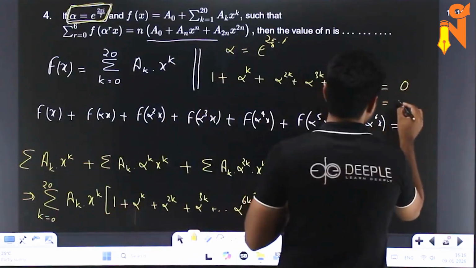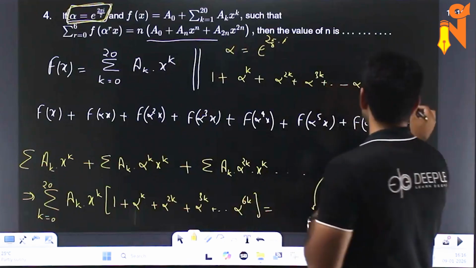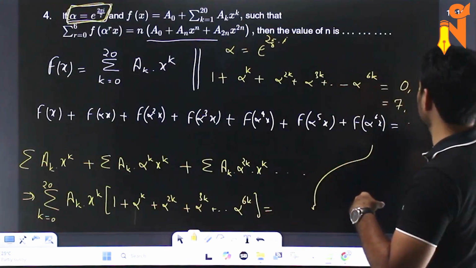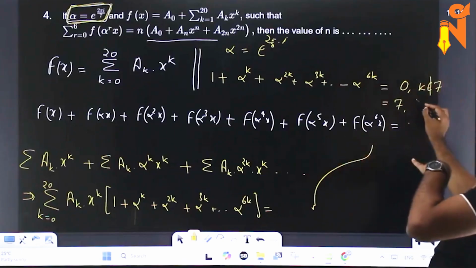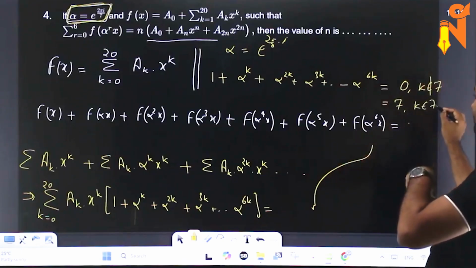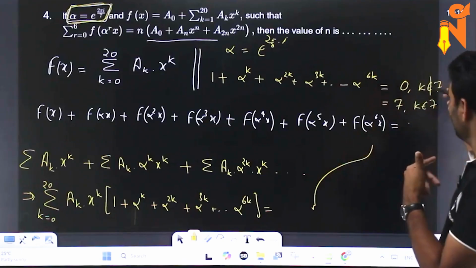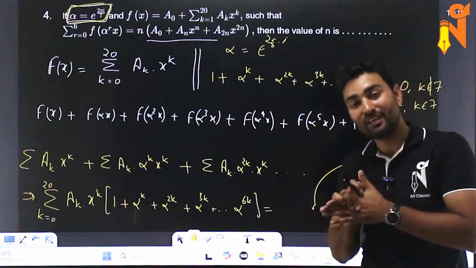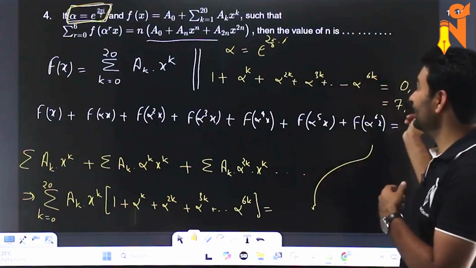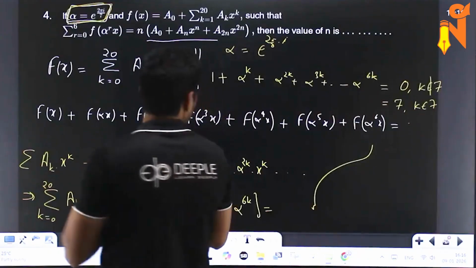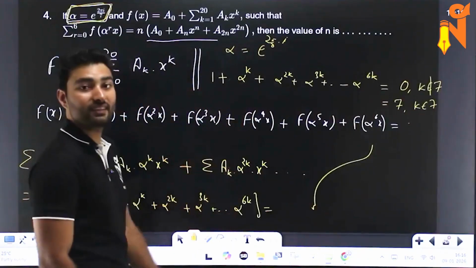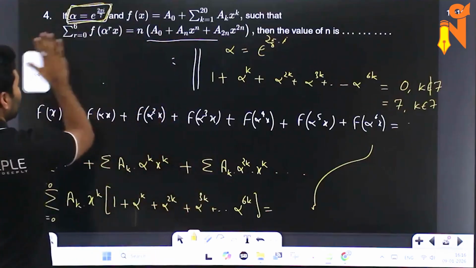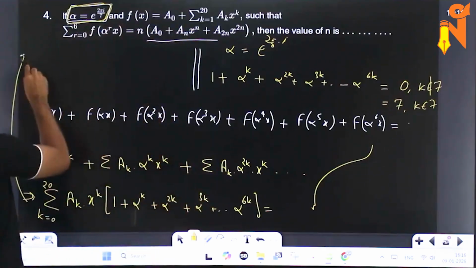Now there are two properties. If k is a multiple of 7, then this will become 7. If k is not a multiple of 7, then obviously this will be 0. This is the property which I will use here. So now I will remove this part.